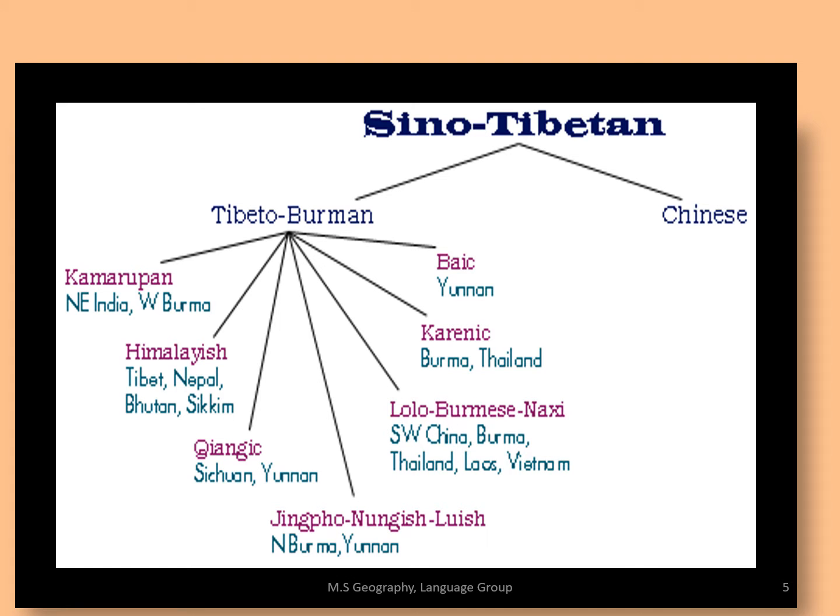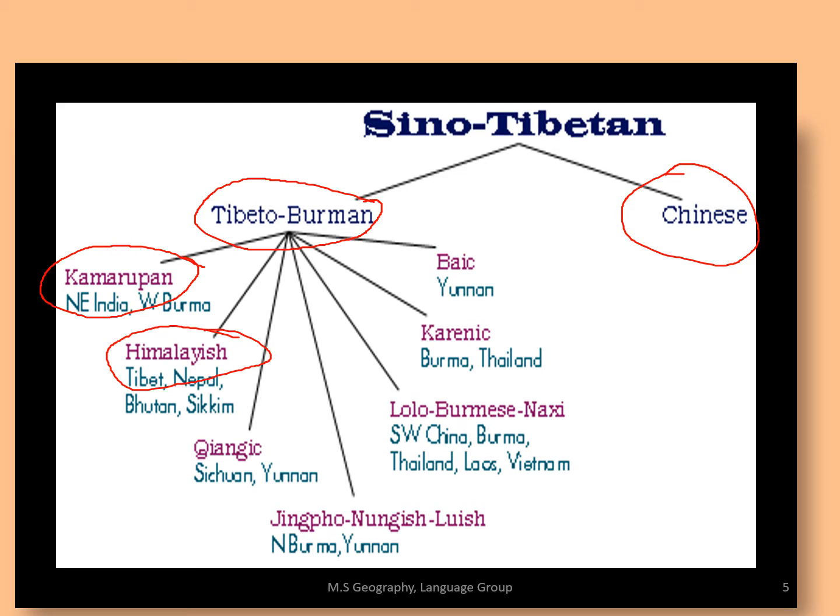Those are the branches of the Sino-Tibetan language group. The main branches are Tibeto-Burman and Chinese. Among the Tibeto-Burman, here are the Kamrupan, Himalayish, and Barish. Those are the main branches of the Sino-Tibetan language group.